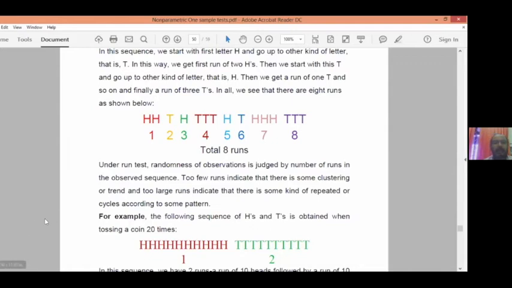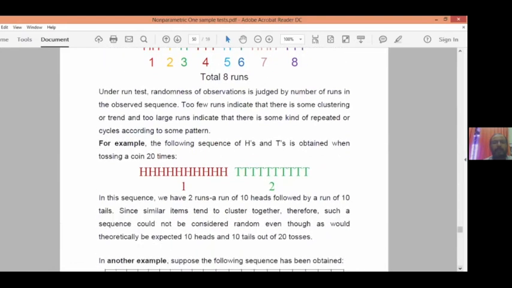For example, the following sequence of heads and tails is obtained when tossing a coin 20 times. In this sequence we have 2 runs: a run of 10 heads followed by a run of 10 tails. Since similar items tend to cluster together, such a sequence could not be considered random, even though theoretically we would expect 10 heads and 10 tails out of 20 tosses.